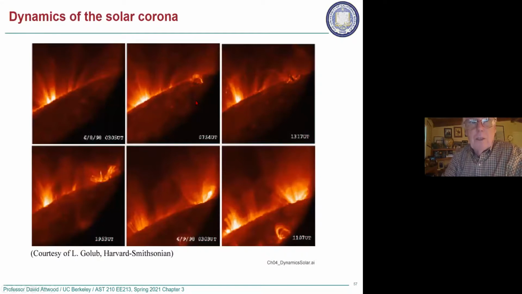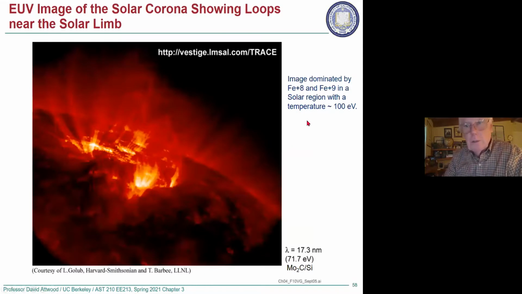And here are some of these spectacular images of these loops. Okay, and so there's plasma material that's going up and coming back down, and they're following magnetic lines. So these images are used to study plasma physics of the sun's corona. Okay, and here's one of the nicer ones.